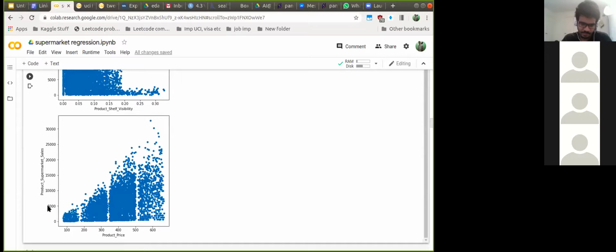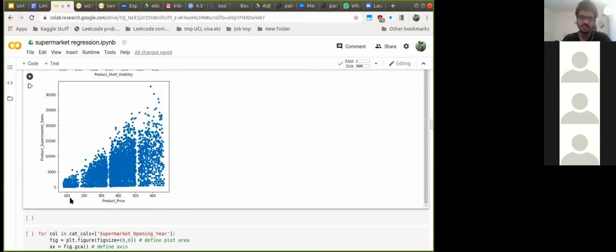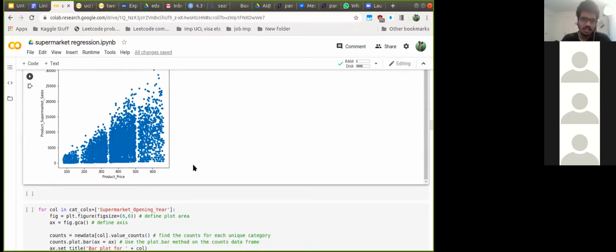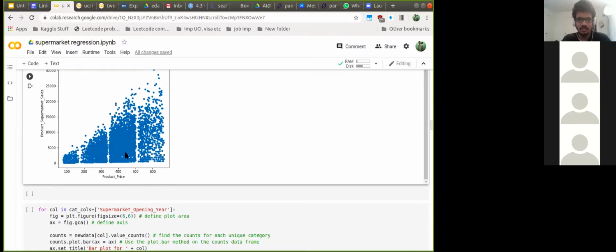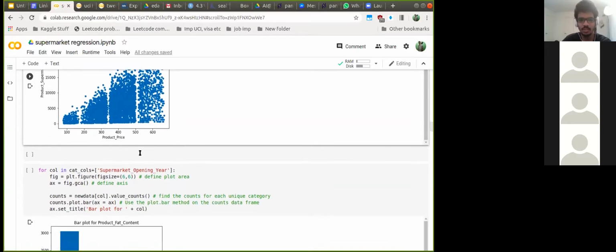Okay, and this is for the price. As we can see, there is a sort of correlation between product price and supermarket sales: in general, not always, but in general, as the product price increases, we see higher sales. Although there is a lot of noise, or not noise, but data that doesn't really fit into that correlation right here, as we can see. Okay, moving on.